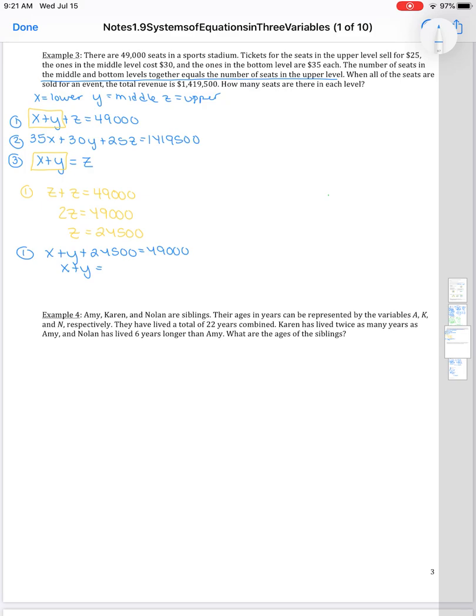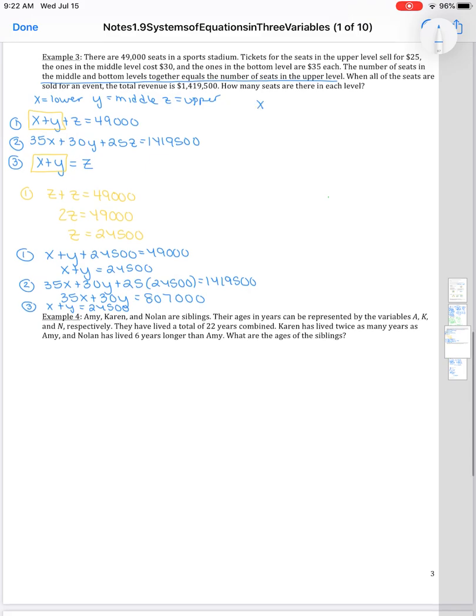Now I'm going to rewrite my equations with that value in it. So I get X plus Y plus 24,500 equals the 49,000, which when we simplify, we get X plus Y equals 24,500. There's equation 1. Number 2, when we sub it in, we get 35x plus 30y plus 25 times our Z value equals the 1,419,500. So when I simplify, I get 35x, 30y. I'm going to do 25 times 24,500, and then subtract that from the 1 million number. And I get 87 and 3 zeros. Then number 3 basically can just stay. I'm just going to smush it in here. So you get X plus Y equals the 24,500, which is the same equation that we had for number 1.